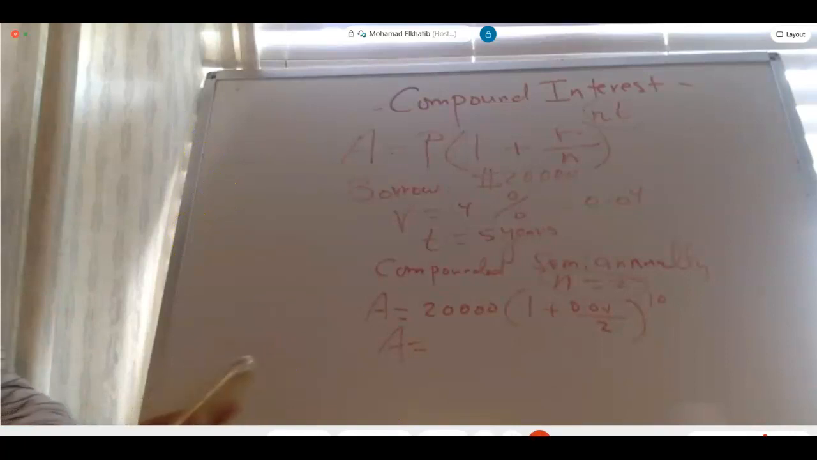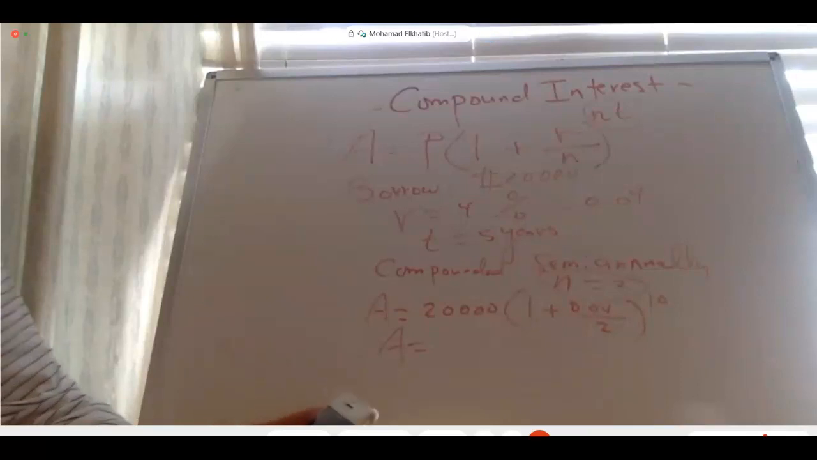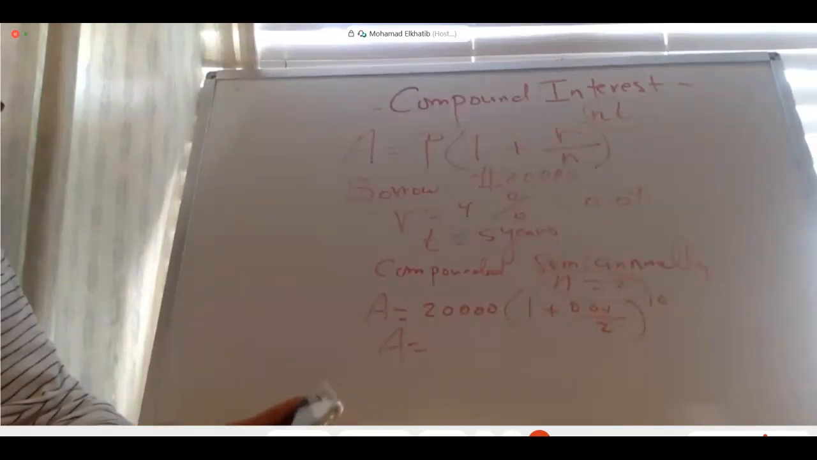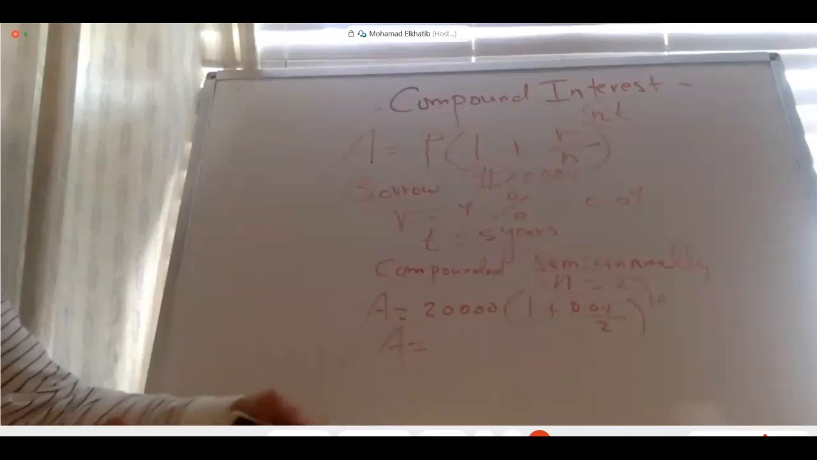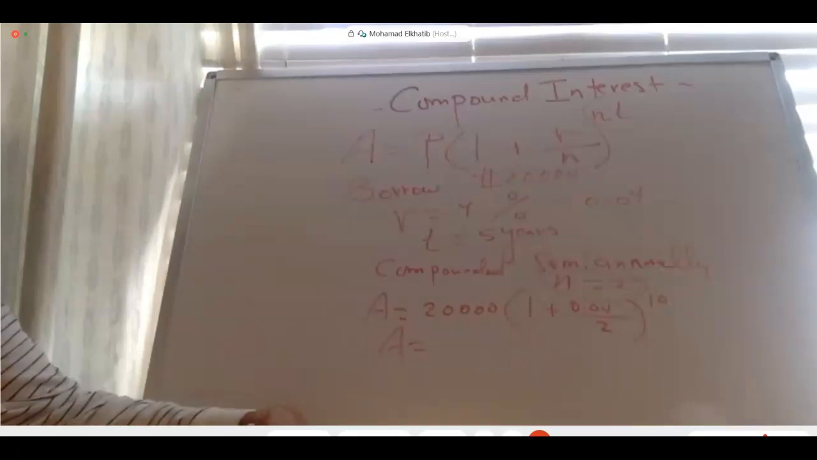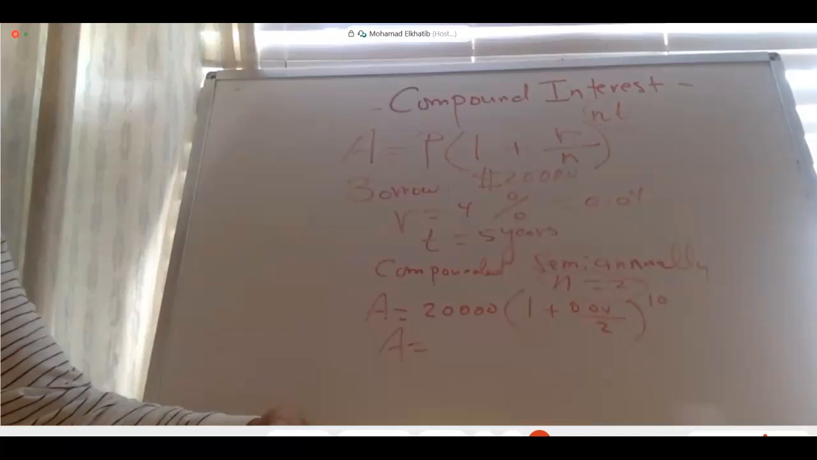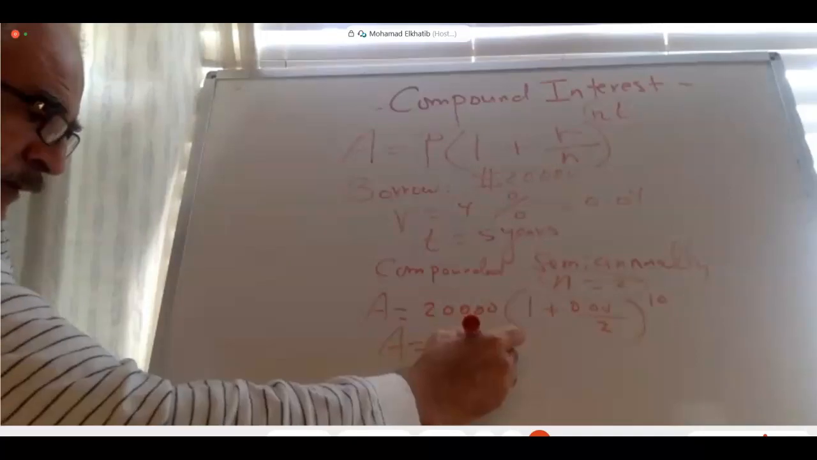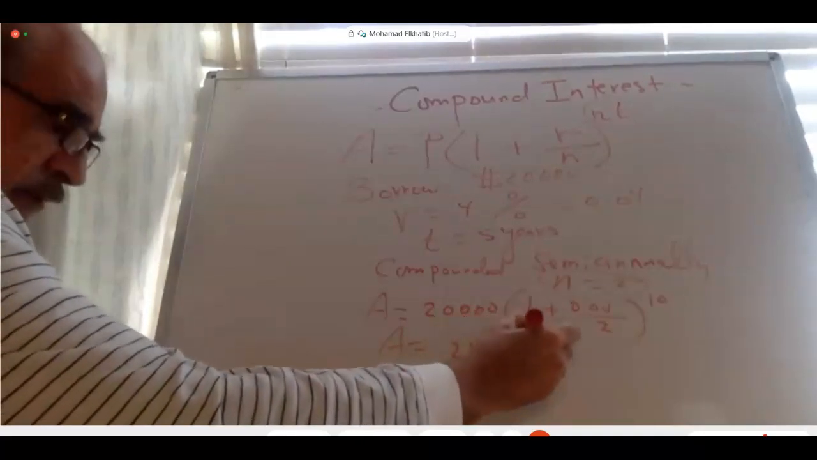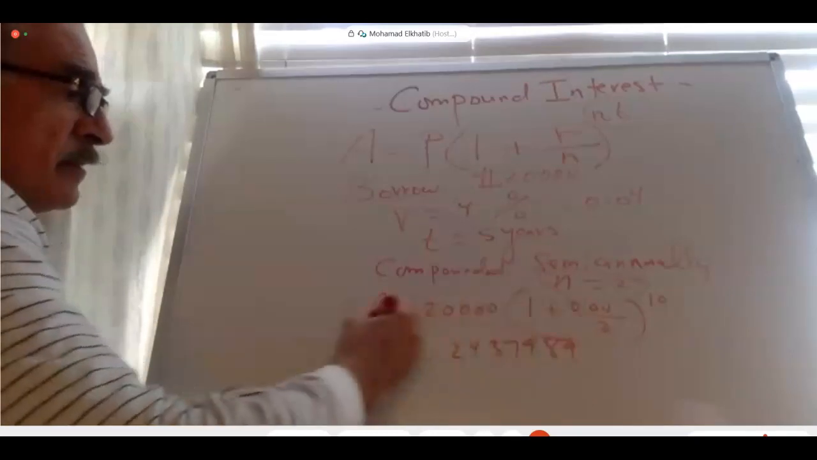All right. So let me take you step by step how we're going to do it on the calculator. First, we're going to do 0.04 divided by 2 equals, plus 1 equals, raised to the power 10 equals, times 20,000. So I got $24,379.89.